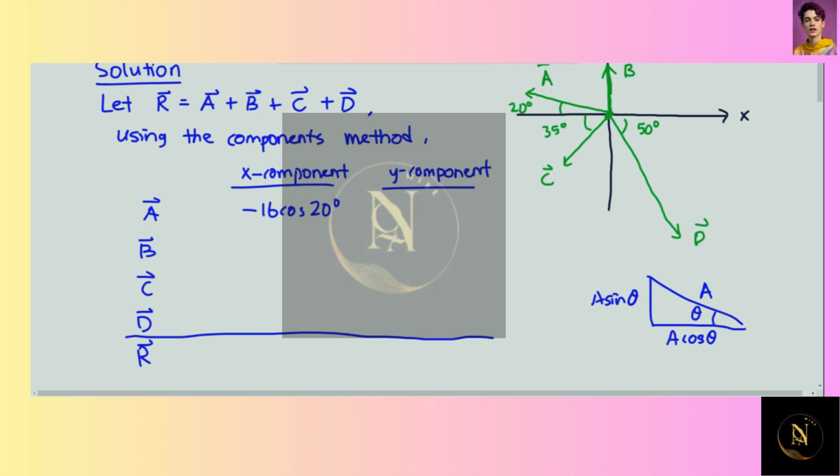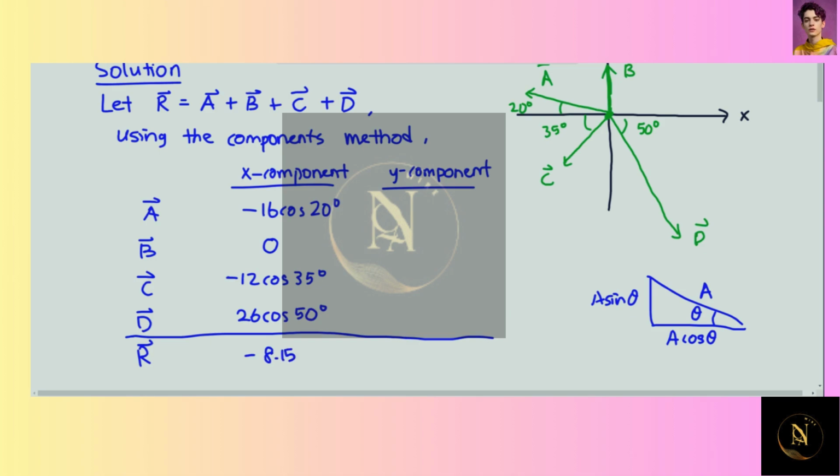Okay. So for vector B, the x component is 0. Vector C, the x component is negative 12 cosine 35 degrees. D is 26 cosine 50 degrees. And if you sum the four numbers, you get negative 8.15.